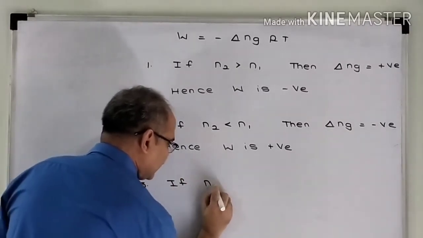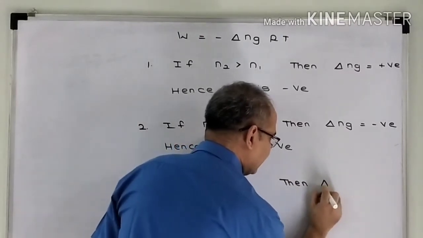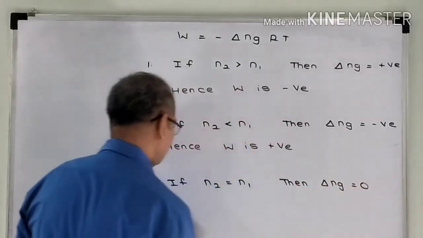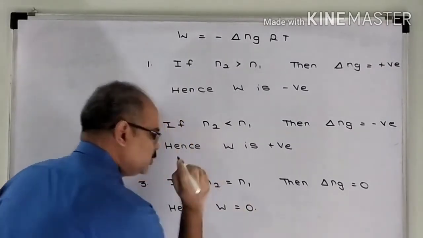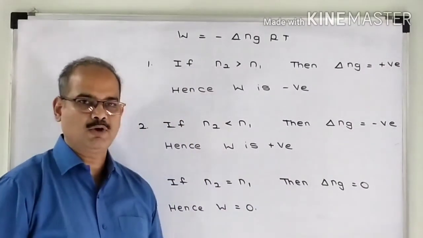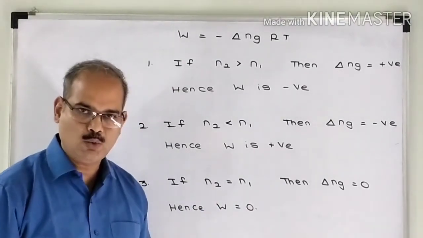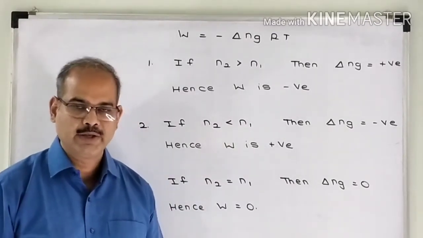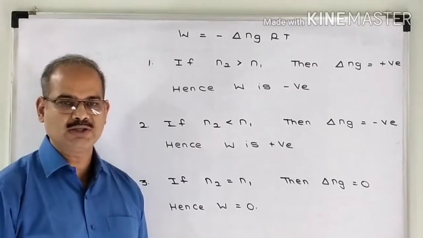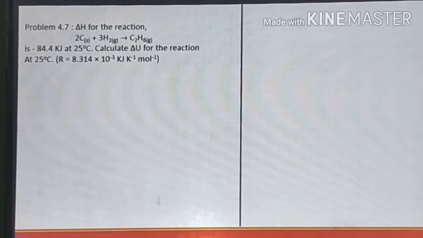If N2 is equal to N1, then delta Ng will be equal to 0. Hence, W is equal to 0. So, if the total number of moles of gaseous products and total number of moles of gaseous reactants are equal, no work is done. So, if the reaction proceeds with no change in number of moles, work done will be 0. Now, let us see simple problems based on the theory that we have studied right now.